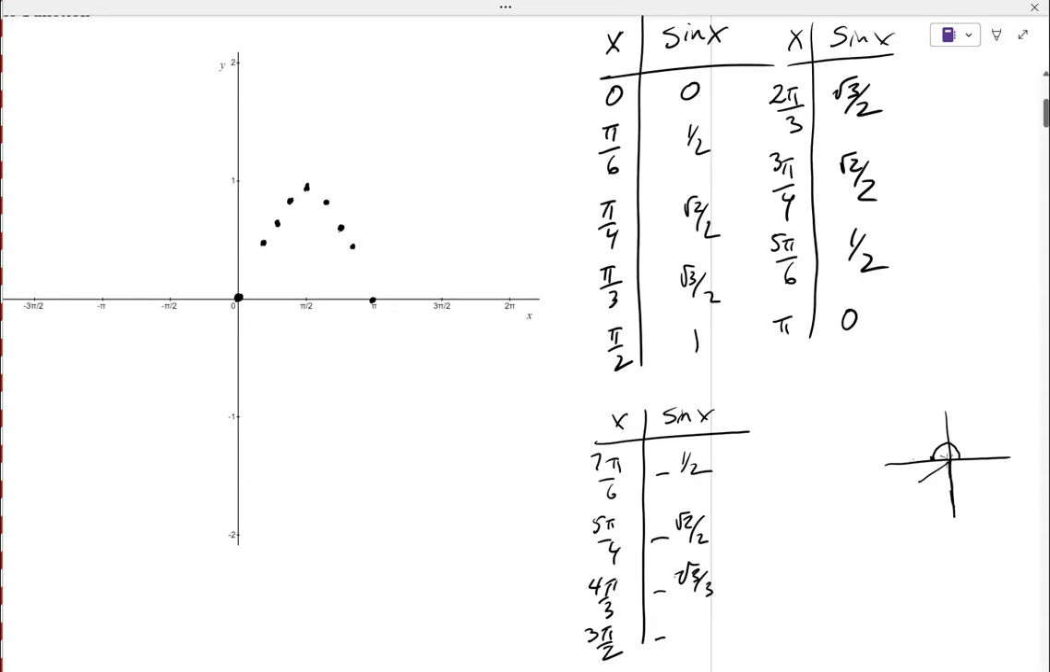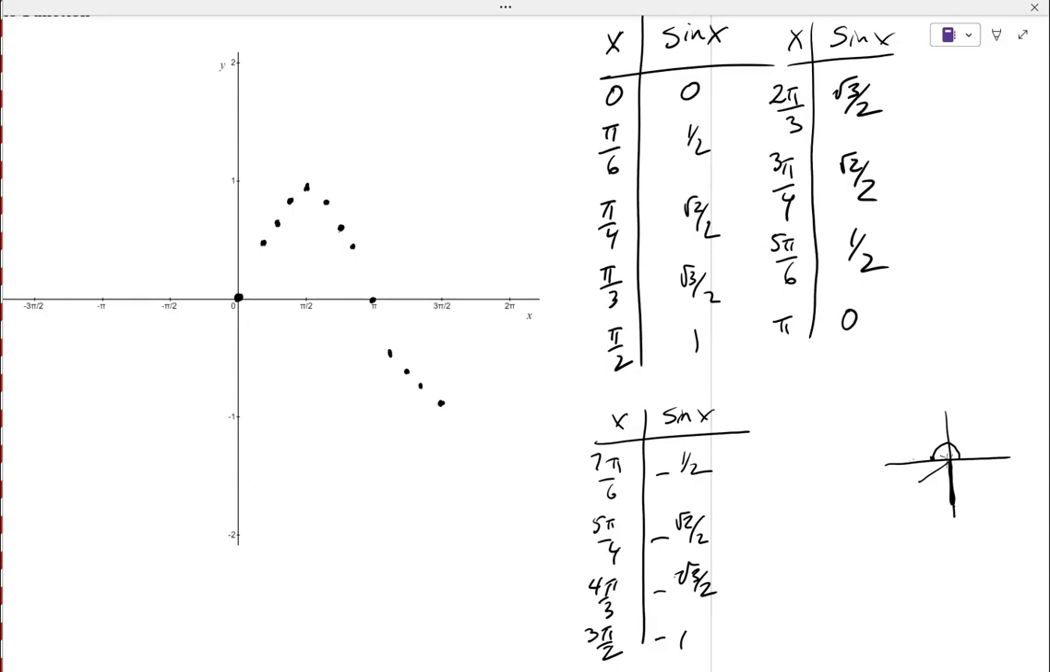Well, if you're at 3 pi over 2, you're on the y-axis, the negative y-axis. So what's the sign of that going to be? Well, if pi over 2, it was positive 1, so 3 pi over 2 is going to be negative 1. You can just use the same reference angle idea. So notice now, do the same kind of graphing here. Got a negative 1/2, negative root 2 over 2, negative root 3 over 2, and negative 1. We get that piece.